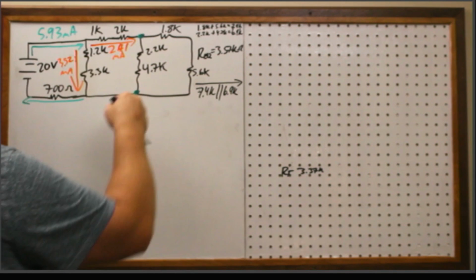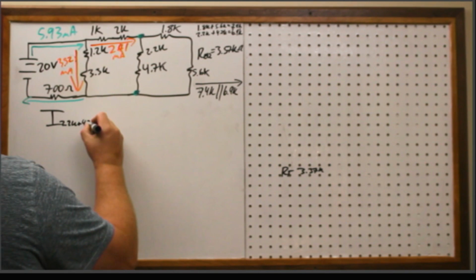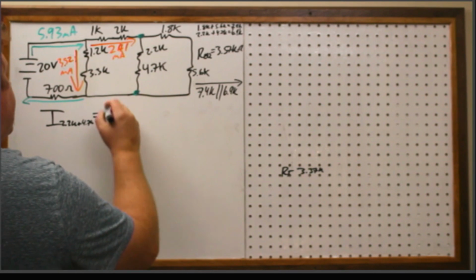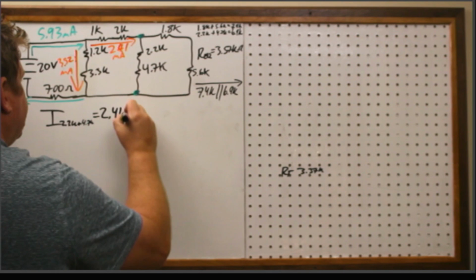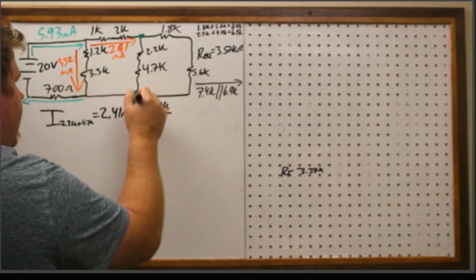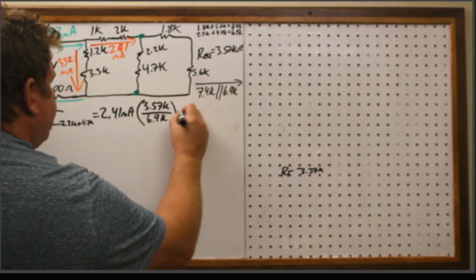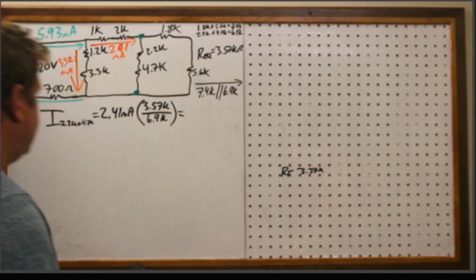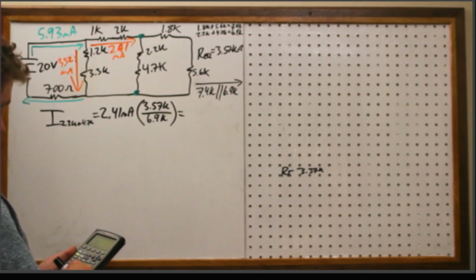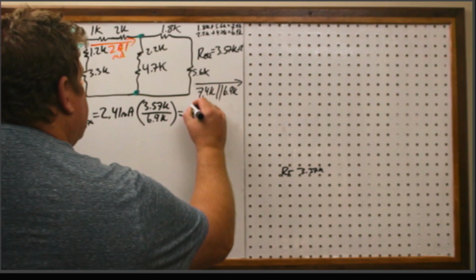All right, now I want to know the current through this 2.2K plus 4.7K. So that branch, and the total between those two was 3.57. So coming into the node is 2.41 milliamps times the total of 3.57K over the individual branch of 6.9. Found that up here. So let's go ahead and calculate that. 2.41 times 3.57 divided by 6.9. I get 1.25 milliamps.